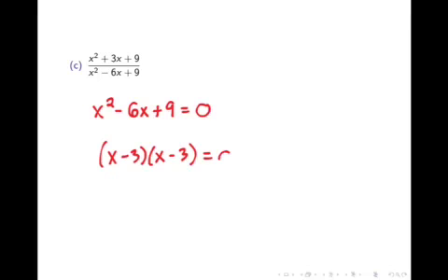Okay, part C, another one where we need to factor. Notice that for undefined, we are only paying attention to the denominator. We don't care what the numerator is. We're just looking for where the denominator is equal to 0. Factor this and you will get x minus 3 times x minus 3 equals 0. And this only gives us one solution because they are both the same factor. And so we get x equals 3 is the only place where this denominator is undefined.